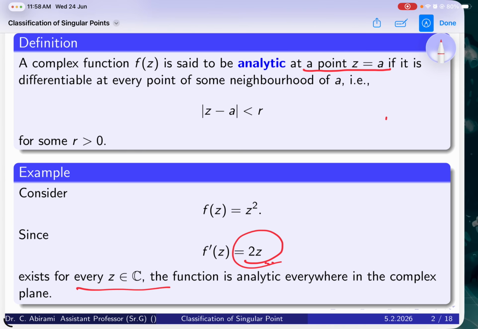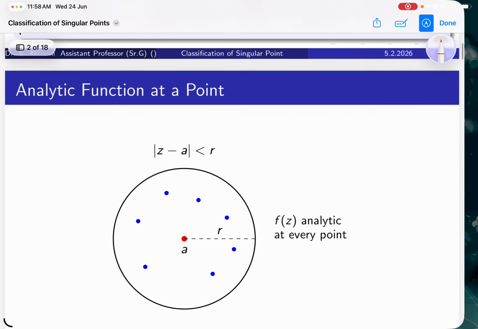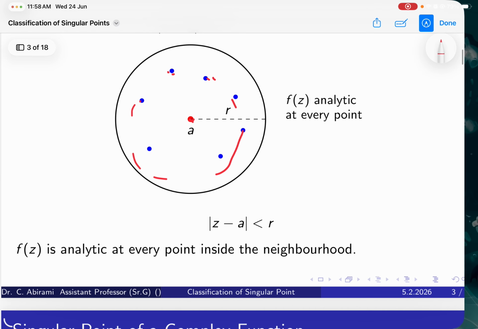So what is the definition? Derivative exists not only at that point but also some neighborhood of that point. If I construct a small circle around the point, each and every point in that neighborhood is also analytic. That is the definition for analytic function. This is the diagrammatic representation of analytic: the derivative exists not only at that point but also in some neighborhood. If we construct a small circle around the point, f of z is analytic at every point inside the neighborhood.